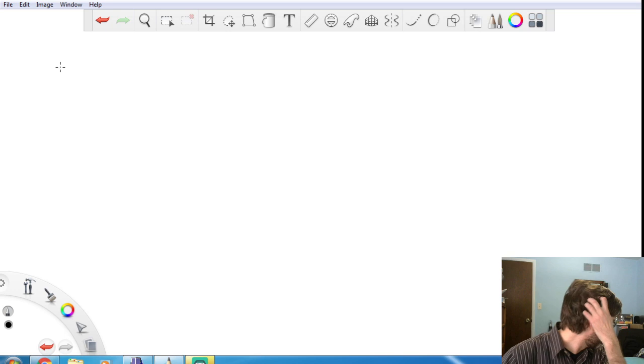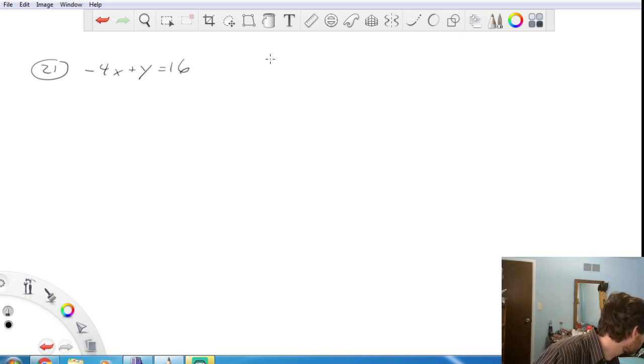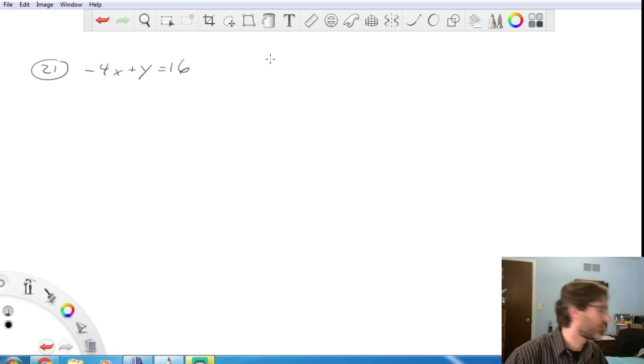So let's look at 21. It wants you first to solve for y. Solve each equation for y and then graph. So you want to solve it for y. This is similar to how you were solving formulas beforehand. We want to get y by itself.